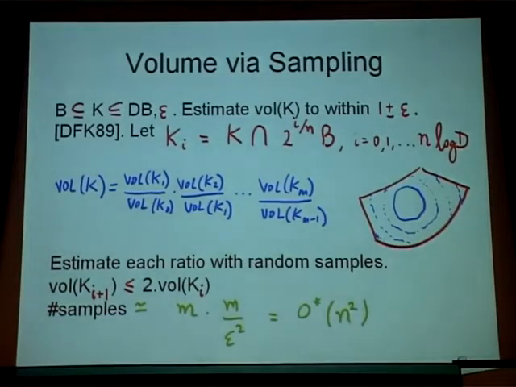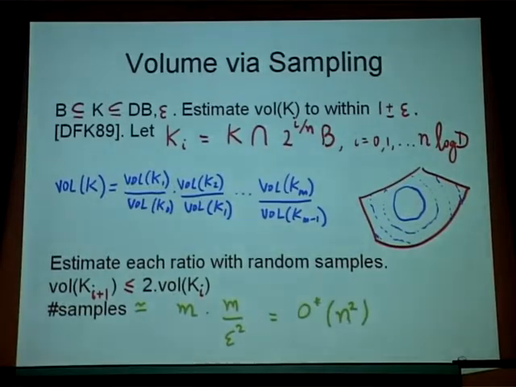And now what you're actually going to do is compute the ratios of successive volumes and multiply these ratios: volume of the ith to the i plus first, to the i plus second, these ratios, and multiply them with the volume of the innermost one. That gives you the volume of the outermost one. This is just a telescoping product.